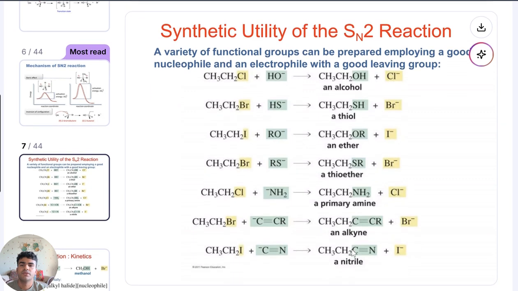Synthetic utility of SN2 reaction. A variety of functional groups can be prepared employing a good nucleophile and an electrophile with a good leaving group. So you can see various types of reaction you can create by choosing different substrates and nucleophiles. So here the hydroxide will replace the chloride, and the alkoxy group will replace the iodide.